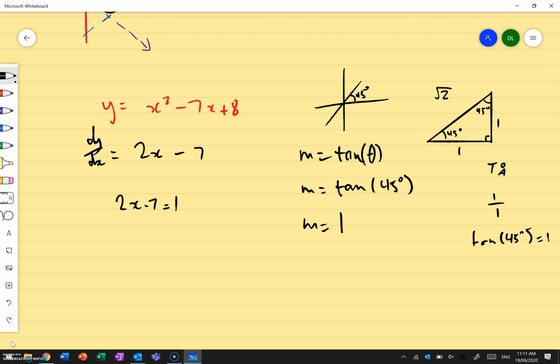I go ahead and solve it. So I know that 2x equals 8. I add 7 on both sides, divide both sides by 2, and I get x equals 4. But I'm not done yet.